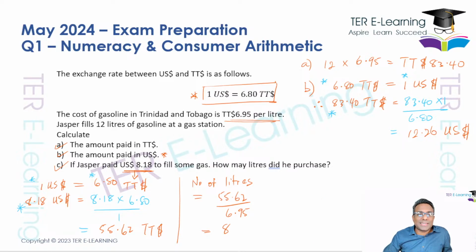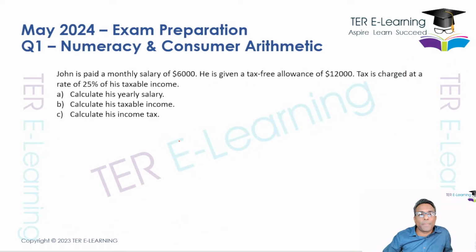Alright guys, so that is our next question here. We have some currency conversion inside here. Let's see what else we have. Alright, so we have a question here on wages and income tax. So John is paid a monthly salary of $6,000. He's given a tax-free allowance of $12,000.